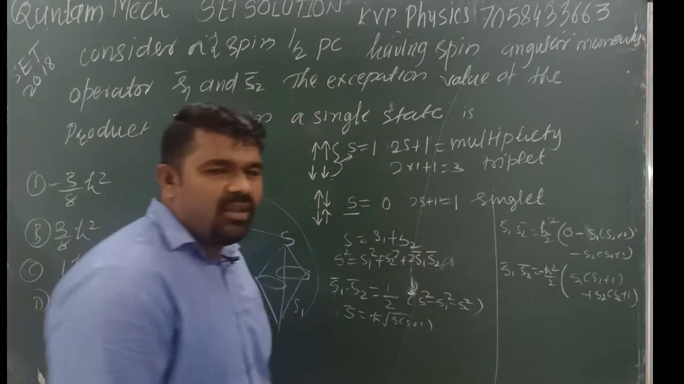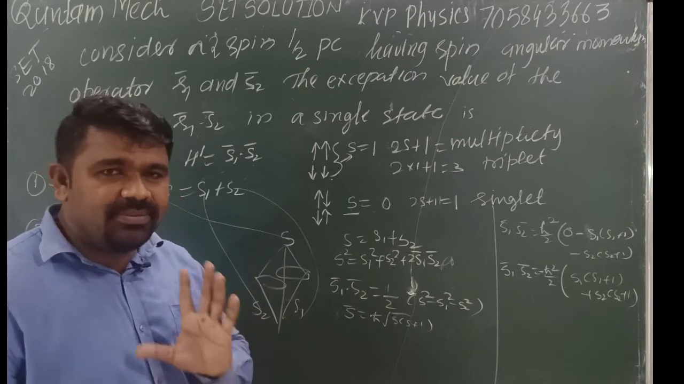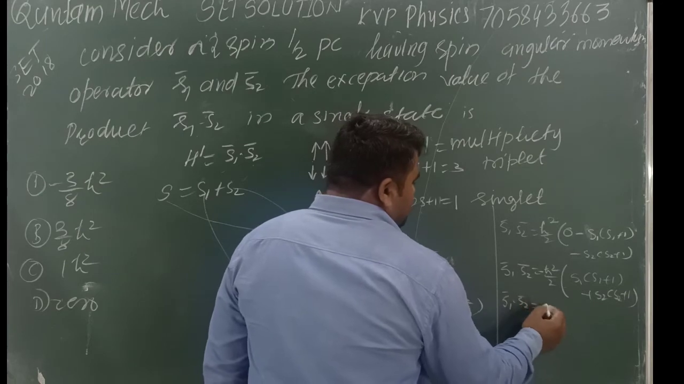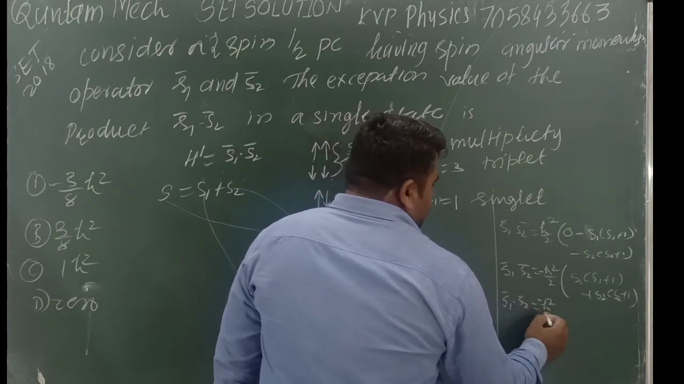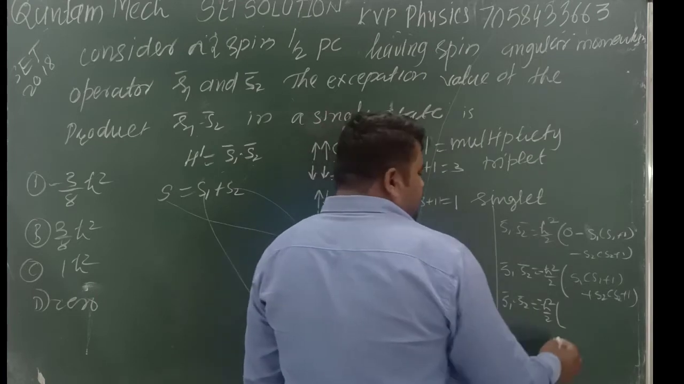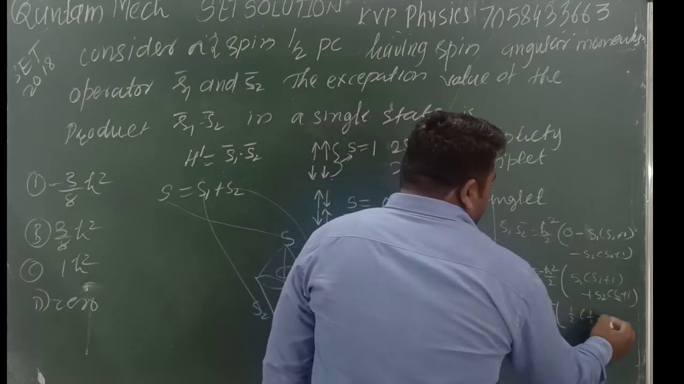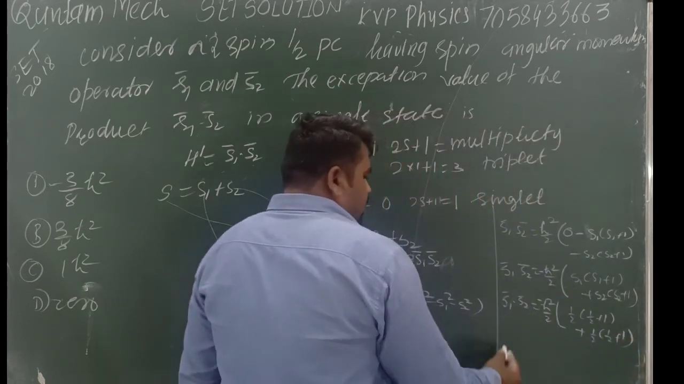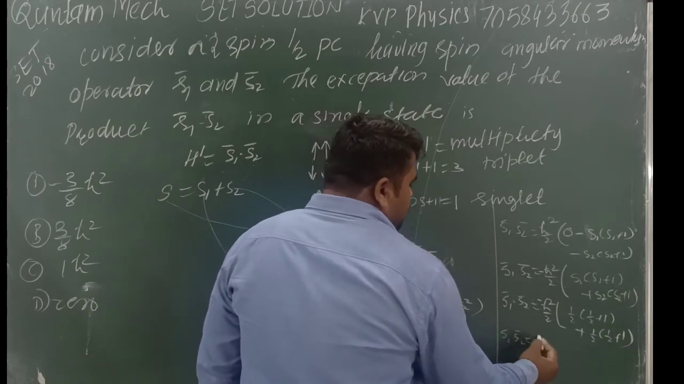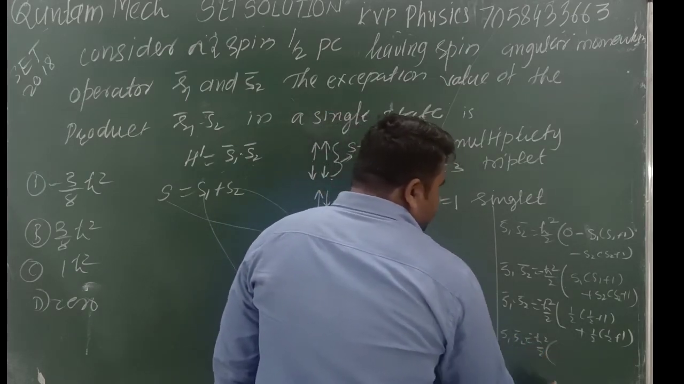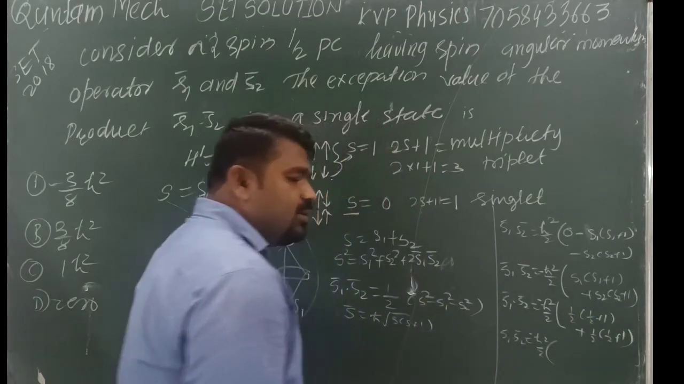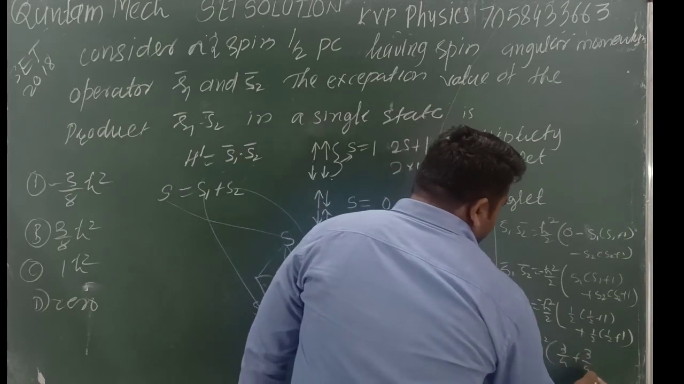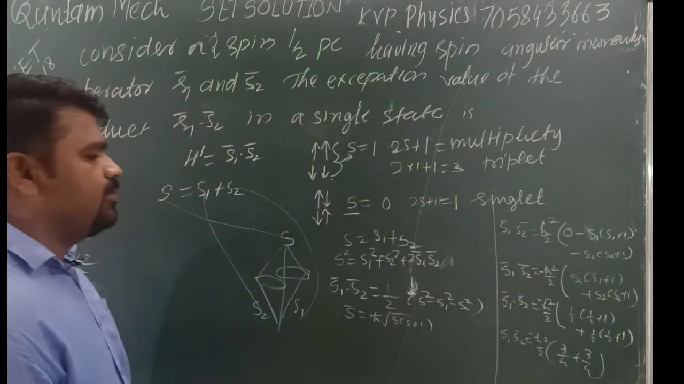Okay. Now we know that the system is an electron. Then spin S is equal to 1 by 2. So S1 bar dot S2 bar is equal to minus H cross square upon 2 times, with S1 equal to 1 by 2, 1 by 2 into 1 by 2 plus 1, plus 1 by 2 into 1 by 2 plus 1. Okay, and this is equal to how much? 1 by 2 plus 1 is 3 by 2. 3 by 2 into 1 by 2 is 3 by 4. 3 by 4 plus 3 by 4.